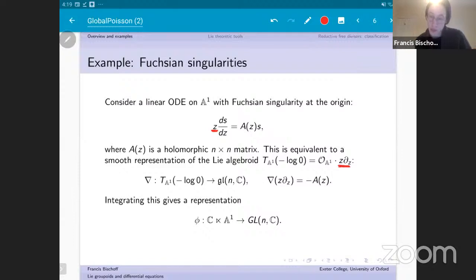The way that we can associate such a differential equation to a representation is in the following way. We have a map nabla from the Lie algebroid to GL_n, where we send the generator to minus A of Z. And this can in turn be integrated to give a representation of a Lie groupoid like this. Okay, so that's the first example to have in mind.